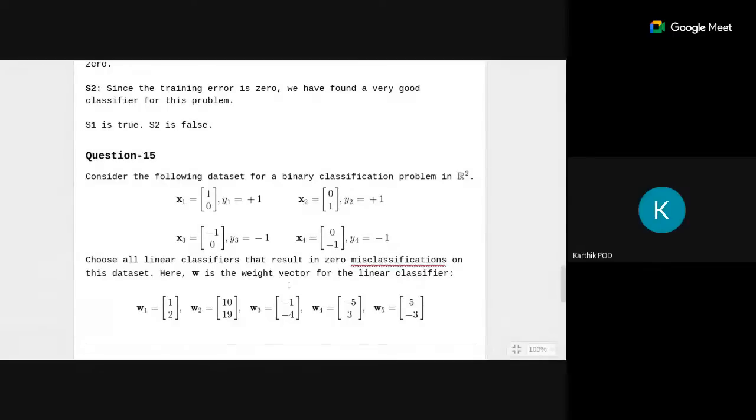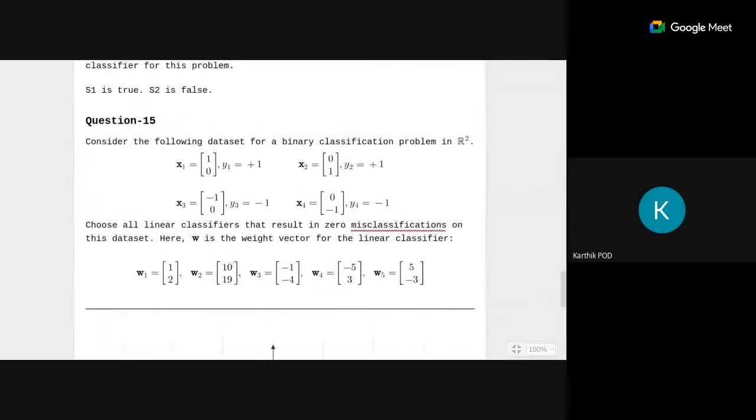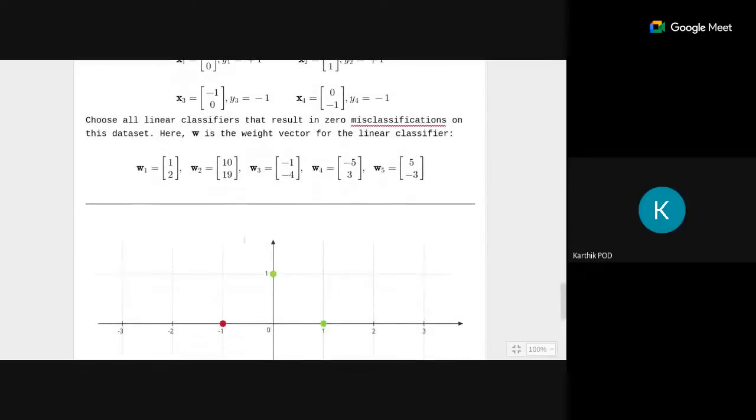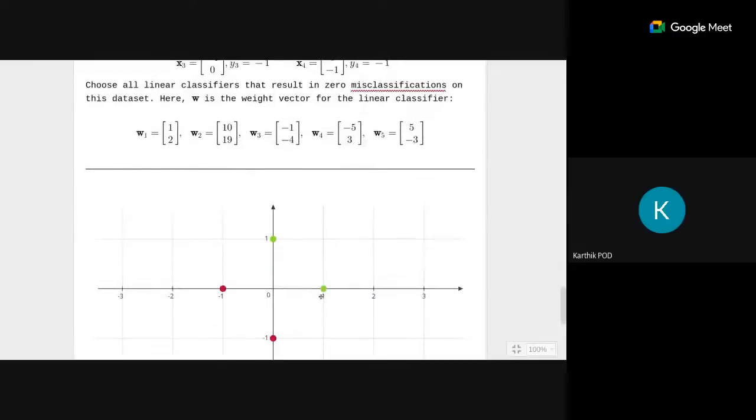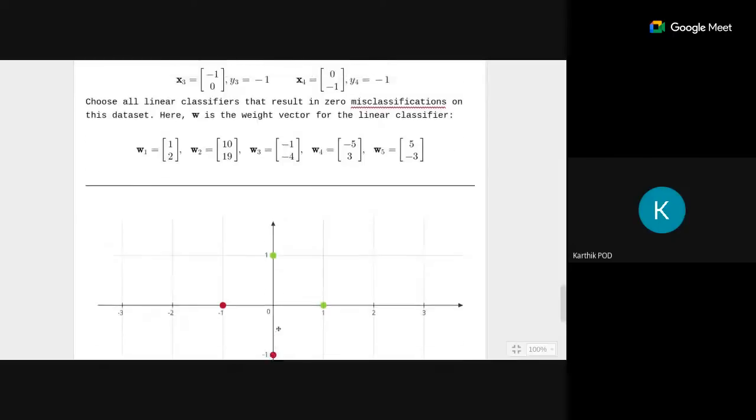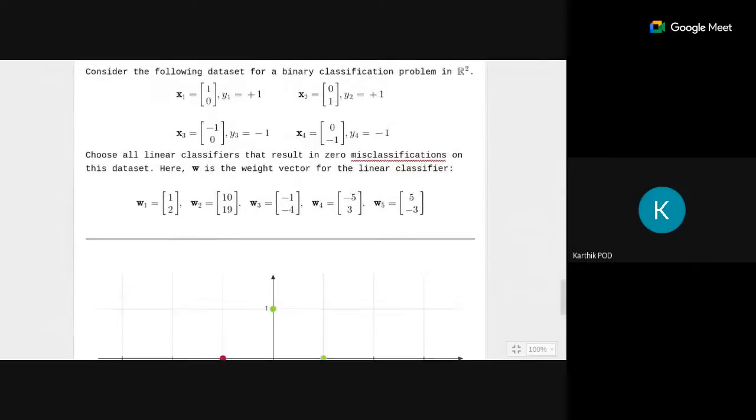Okay, so this is the final question that we have. You have 4 points, that's your data set, right? And you have to find all linear classifiers that give you perfect classification, so zero misclassifications means no errors, right? And we have 5 weight vectors given to us. Here it's easy to plot these points, and I have plotted them in the exam also. Such a question comes, it's easier to plot. So 1, 0 is positive, and 0, 1 is also positive, and -1, 0 and 0, -1 are negative, right?